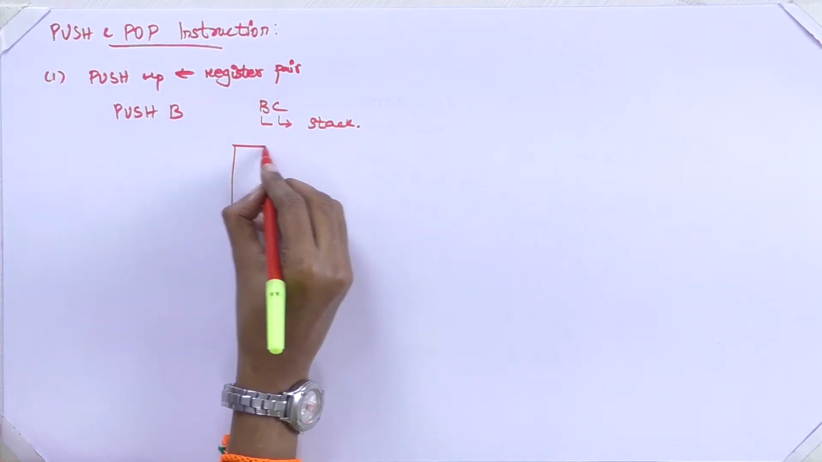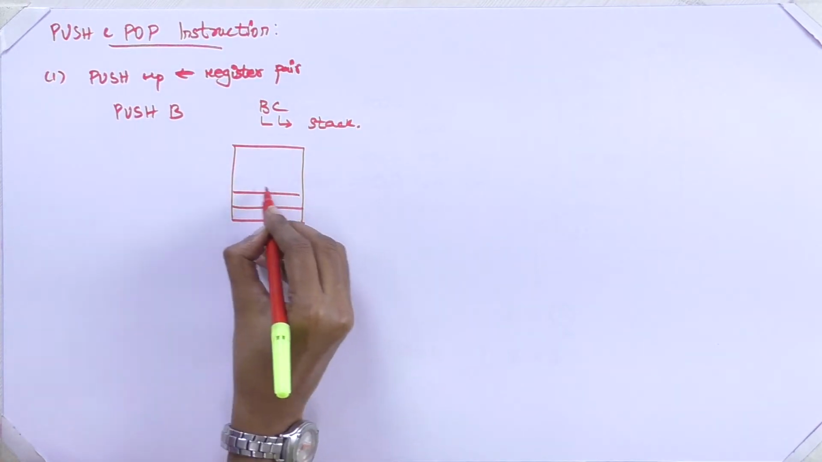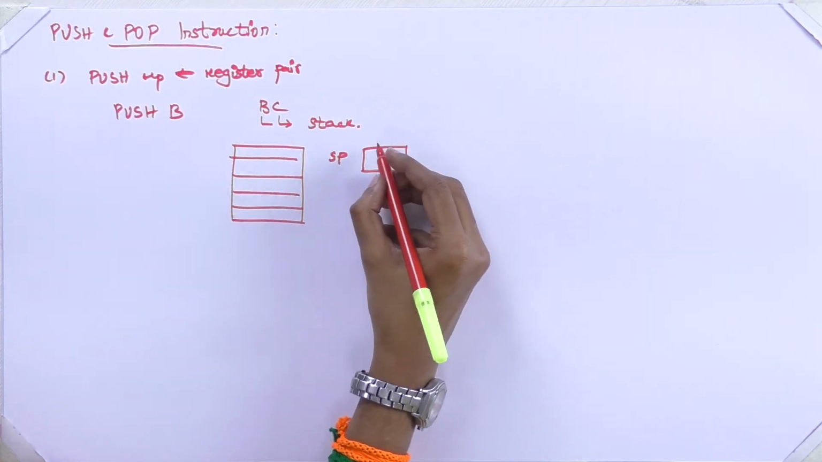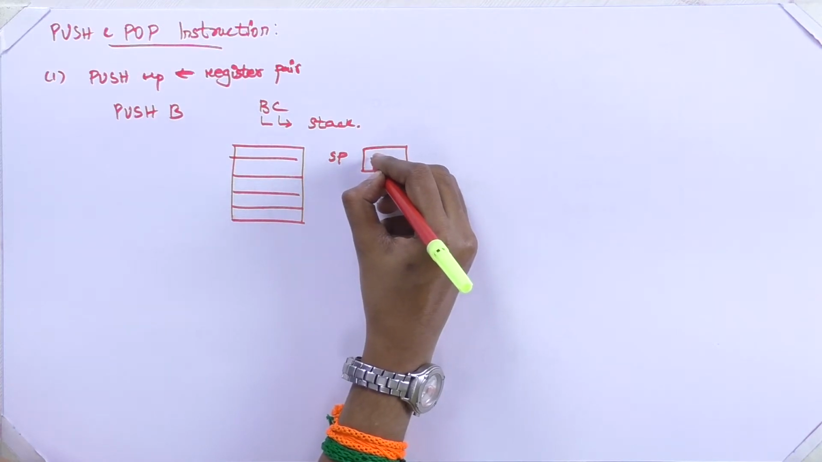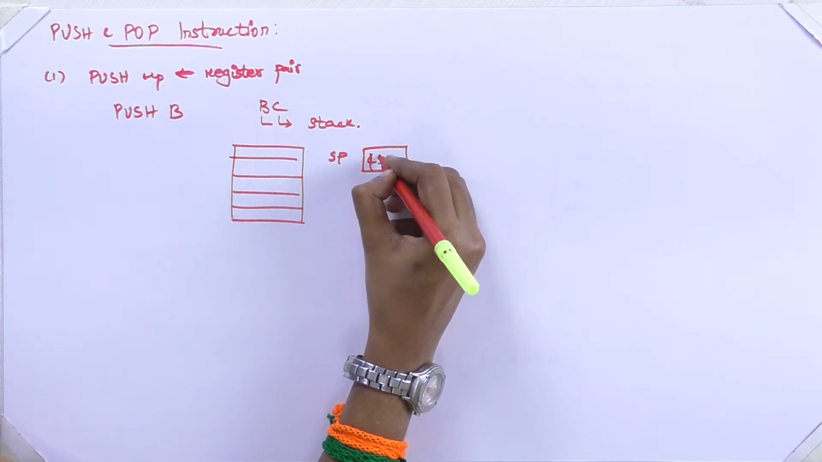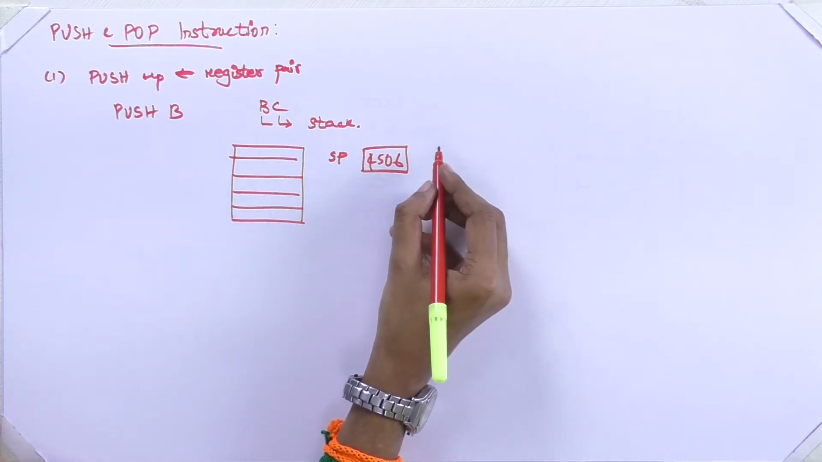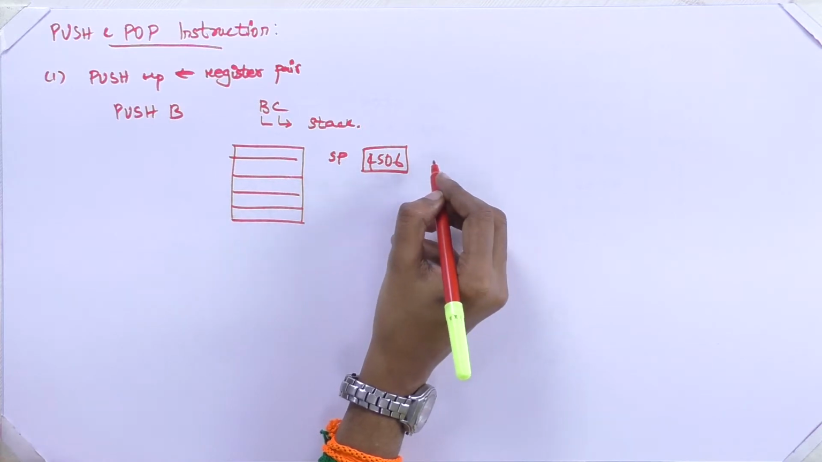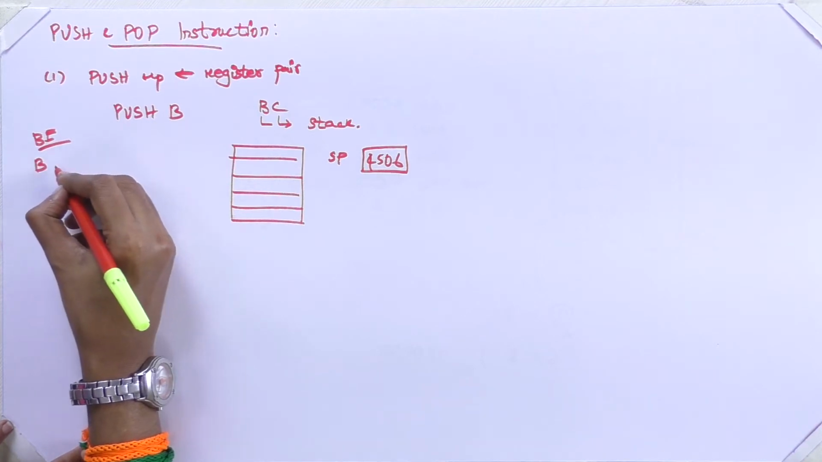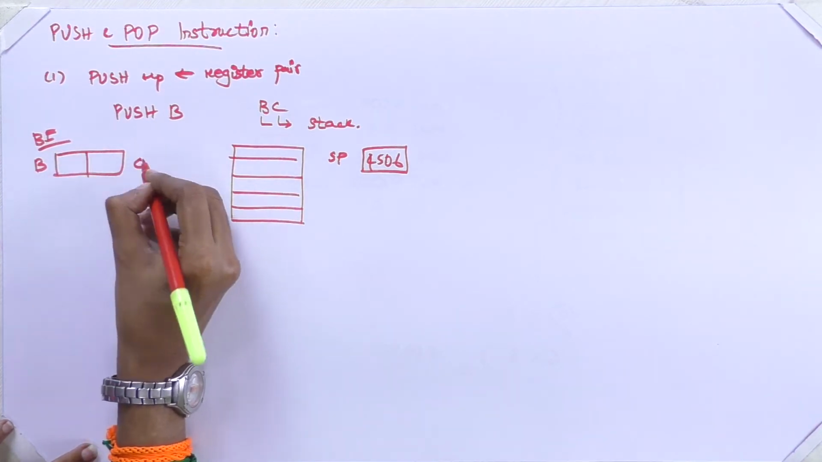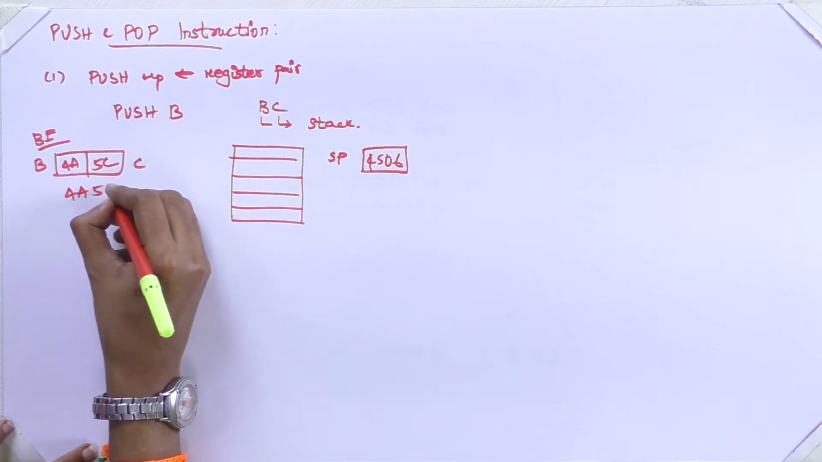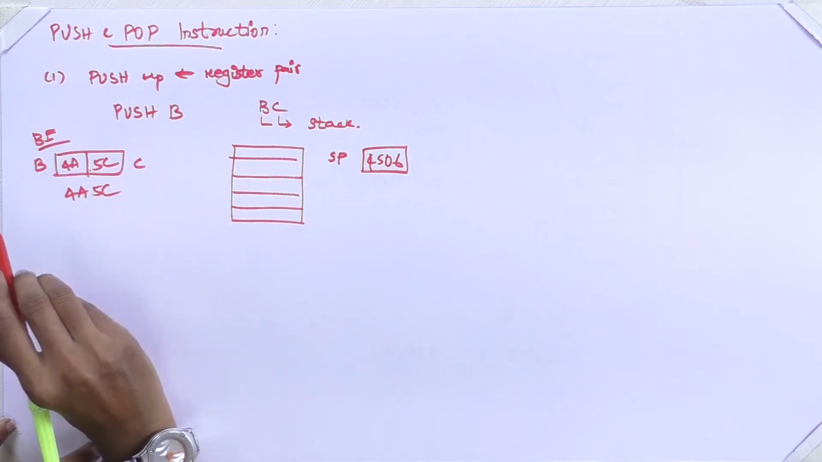So if this is your stack, and the top of the stack value is mentioned in the stack pointer, assume it as 4506. Top of the stack value is 4506. Before execution, the B and C value would be 4A 5C. This is a 16-bit value, 4A 5C, that resides in the B and C register.